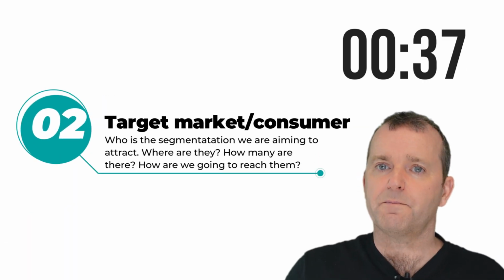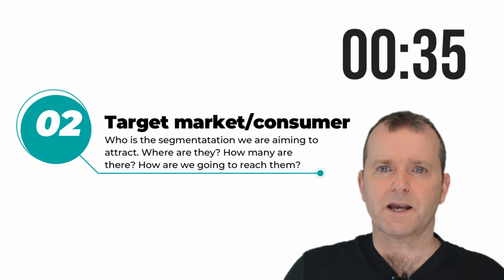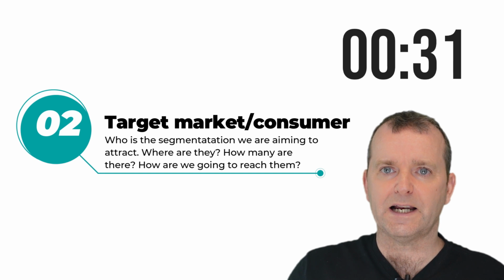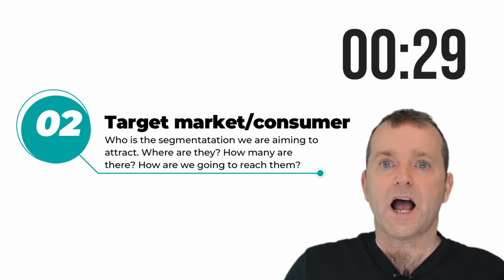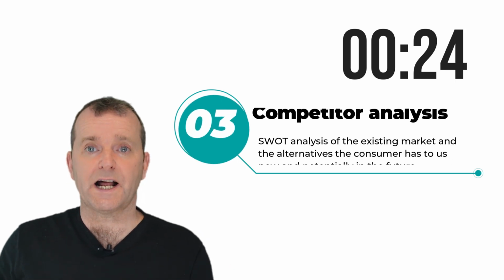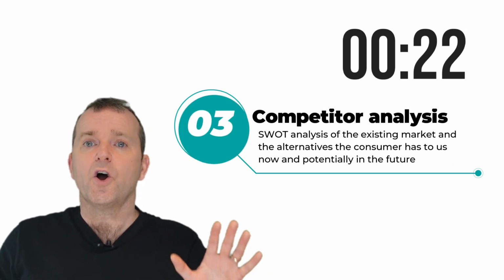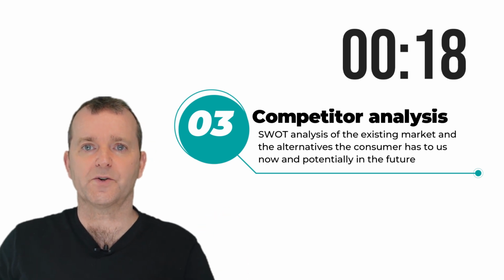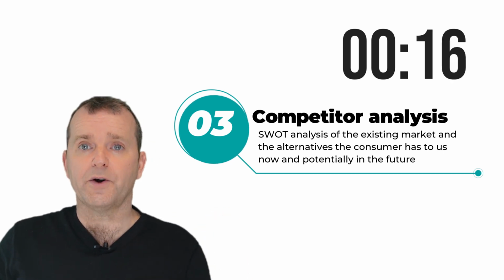Number 2, let's talk about who is going to be this target consumer. Segmentation, personas, trying to identify clearly where these people are and how we're going to reach them. Number 3, competitive analysis, a SWOT analysis of who else is out there offering an alternative to us, what their strengths and weaknesses are, and what we are going to do to make ourselves different from them.